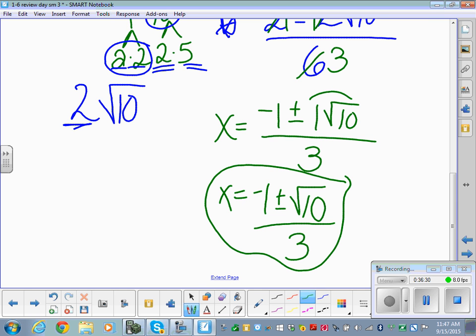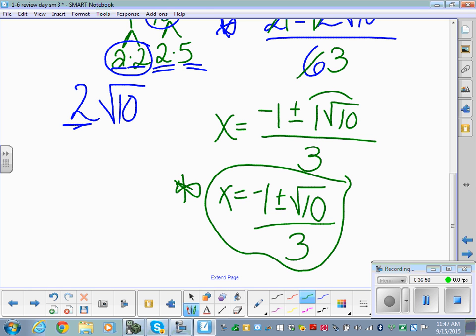So once again, that's just a number. If you typed it into your calculator, you do negative 1 plus the square root of 10, and then you'd hit enter, and then that's divided by 3. So it's crossing at 0.7207592201. But like I said, you guys, now that we're in secondary 3, they want this answer.